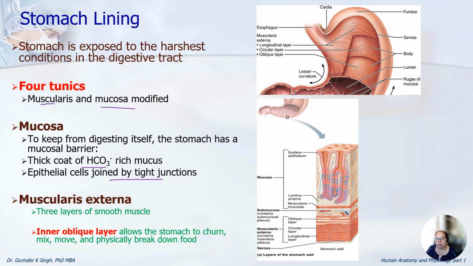Then the outer layer, because the food has to be churned into chyme or semi-liquid, almost liquefied, rather than having 2 layers of muscles, there are 3 layers of muscles. So the muscularis externa is modified. The external layer is the longitudinal layer, the second is the circular layer, and the last one is the oblique layer. Okay, so the inner one is the oblique layer, which physically breaks down the food.